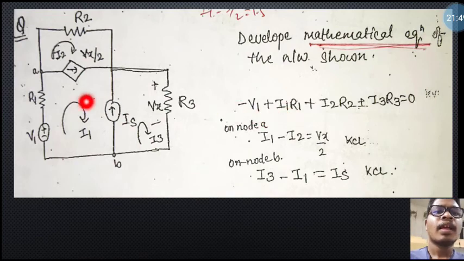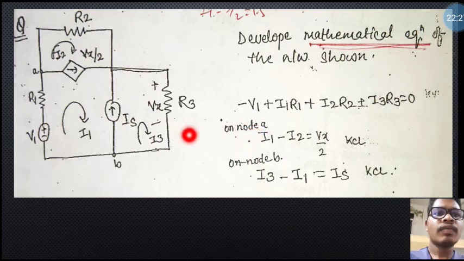Okay, now put the KVL in the first loop. We are putting the KVL in the loop. Why? Because we are not considering the IS, this current source. So minus V1 plus I1 R1 plus I2 R2 plus I3 R3 is equal to 0. So this is our equation. This is our Supermesh analysis. Here we will apply the KCL, KVL and Ohm's law.